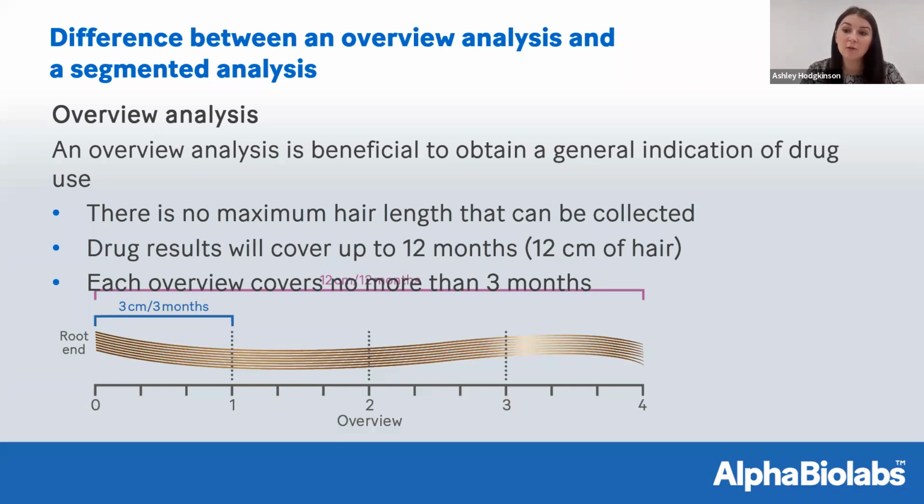Again, we can cover up to 12 months. As you can see on the graph here, we've tried to make it a little bit more visual to help explain this. But say, for instance, we had a 12 centimeter sample, which would cover 12 months, and we instructed for an overview, you would get 4 individual results for this time frame, each one covering a 3-month period as a whole. So on your report, you would get 4 individual results for this time frame, the first 3 months, the second 3 months, all the way up to 12 months as a whole time frame.